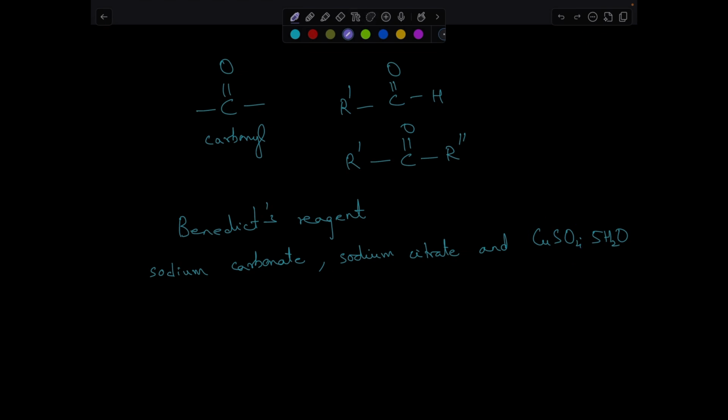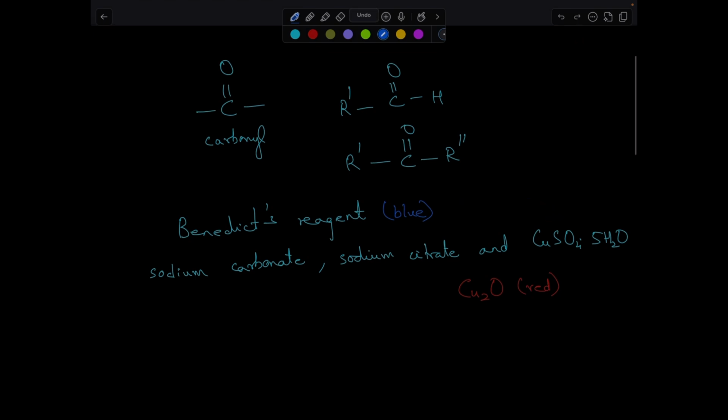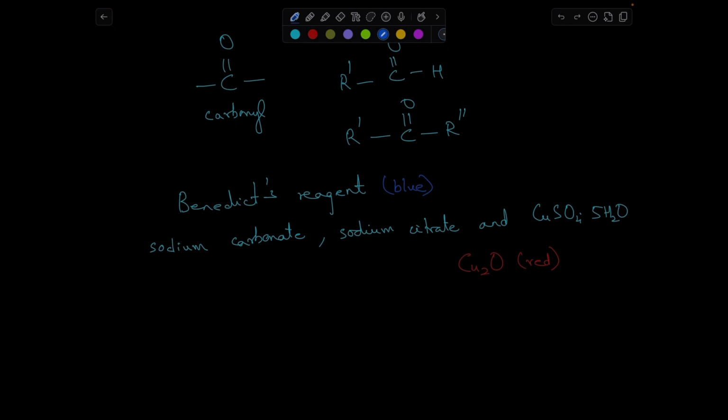Upon reaction with aldehydes, copper sulfate gets reduced to Cu2O, which is red in color. So Benedict's reagent is blue in color because of the presence of copper sulfate, and after reaction with aldehydes, the copper sulfate gets reduced to Cu2O and it's red in color. And the aldehyde gets oxidized to acid in the process.